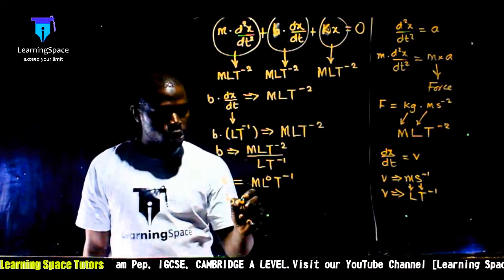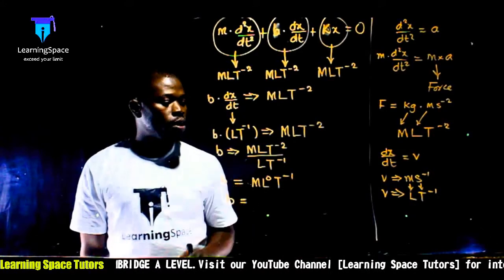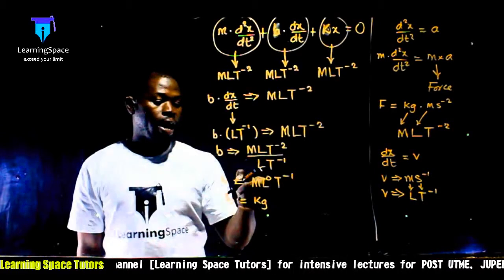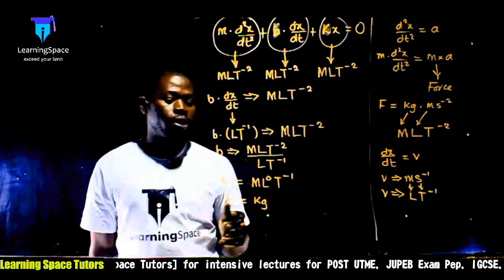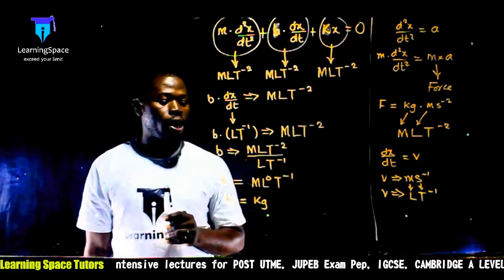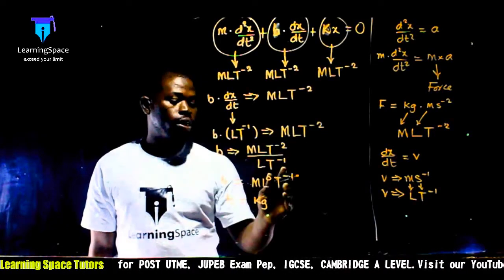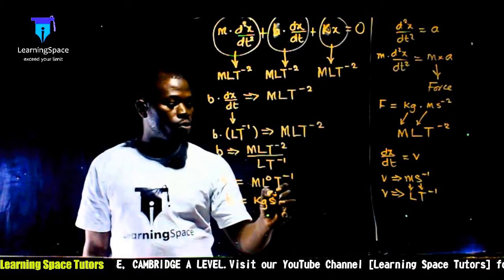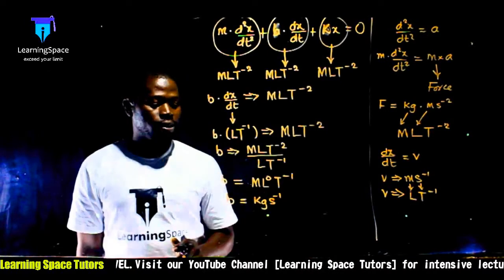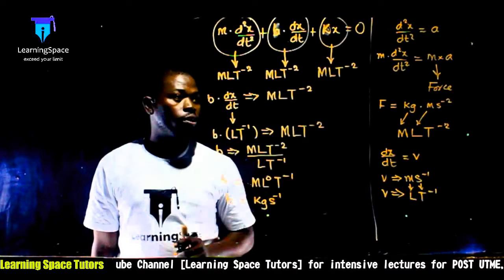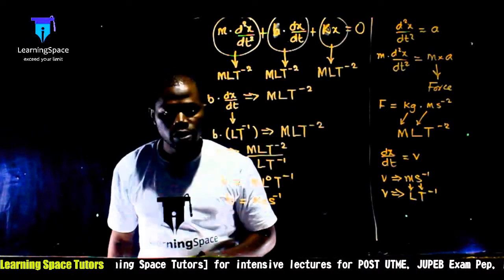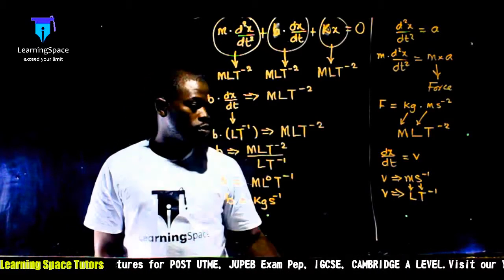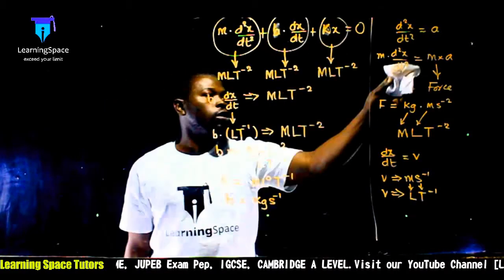So what is the unit of constant b? M, representing mass, is in kilogram. L is raised to power 0, and anything raised to power 0 is 1, so that one is gone. Then T, which is time, is measured in seconds, raised to power minus 1. Hence b is kilogram per second. Now let's get down to the dimension for k.